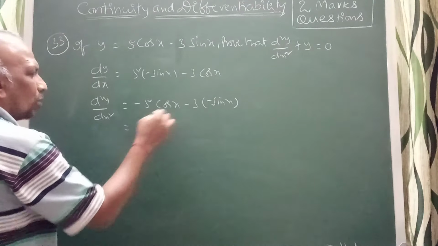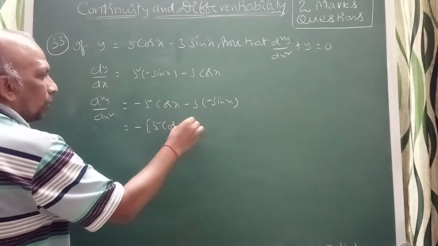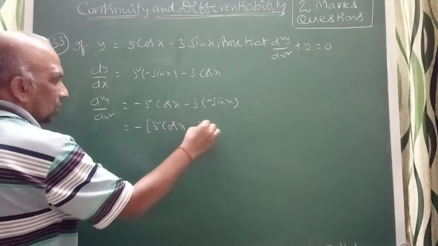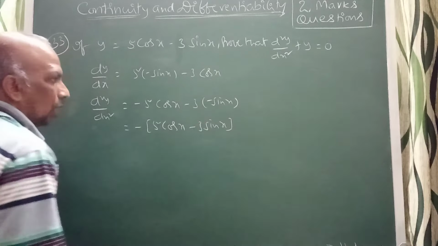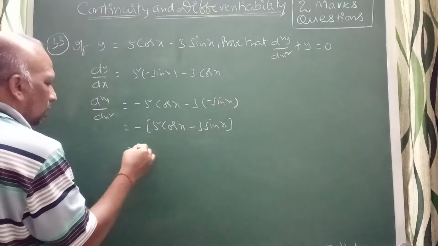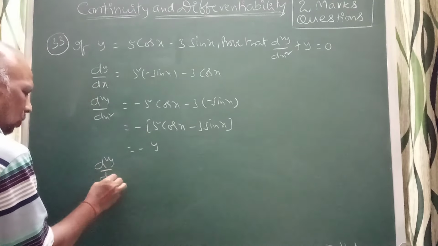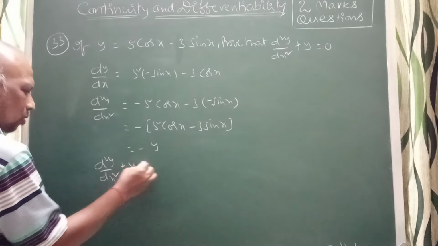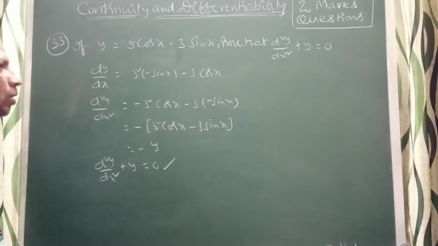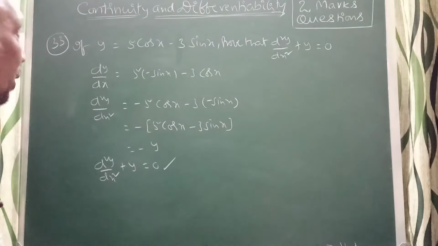You can check that if you take minus common, 5 cos x and 3 sin x, you will get minus the original expression. You have taken minus common, right? This is nothing but y only, so minus y. So d square y by dx square, transfer this side, plus y equal to 0. This is a simple problem. They may ask for 2 or 3 marks.